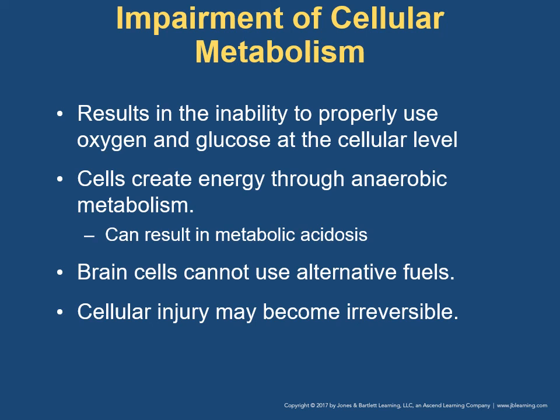Brain cells cannot use alternative fuels. They rely on a constant supply of glucose to function. If the supply of available glucose is dramatically decreased, brain cells will quickly become damaged or die. Cellular injury up to a point may be repairable if normal tissue perfusion is restored, and when irreversible injury occurs, no treatment will help. Alright, that is the end of Chapter 6.